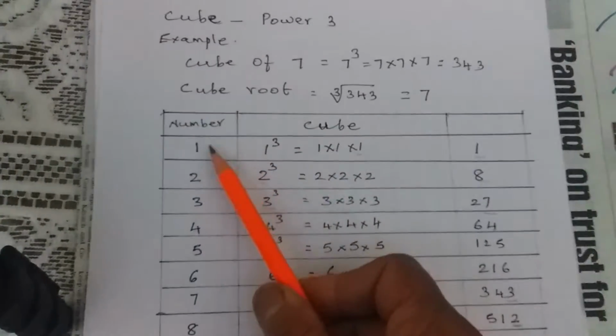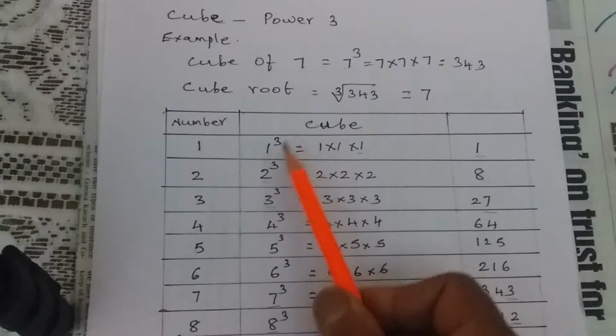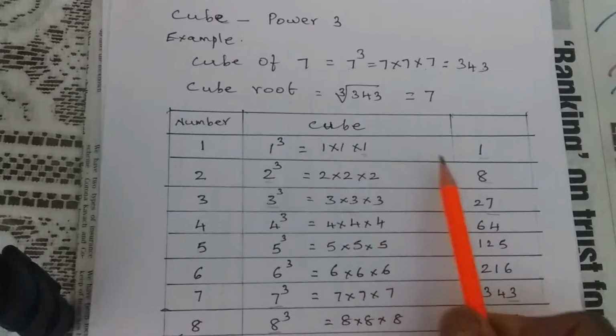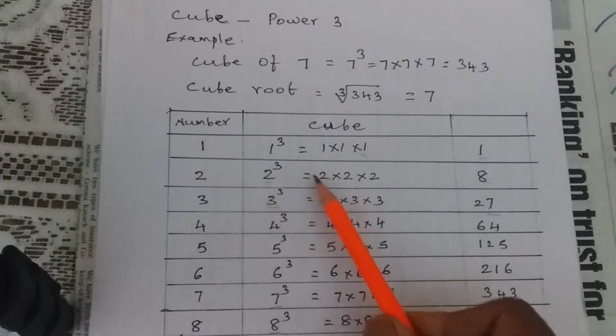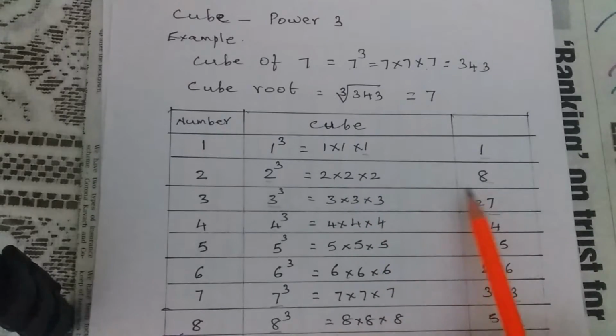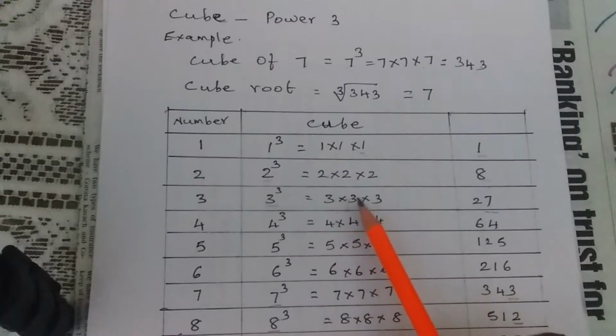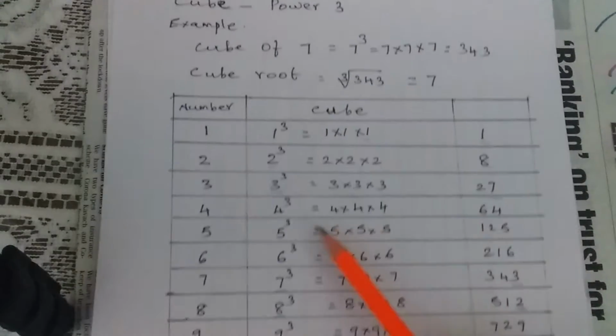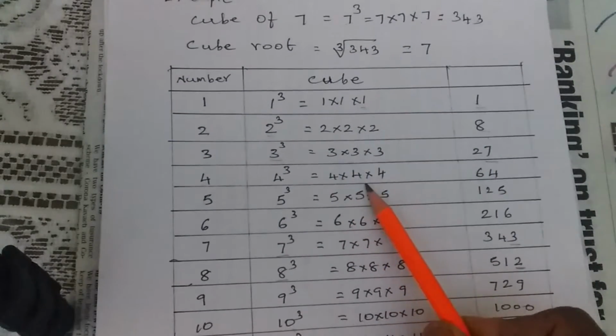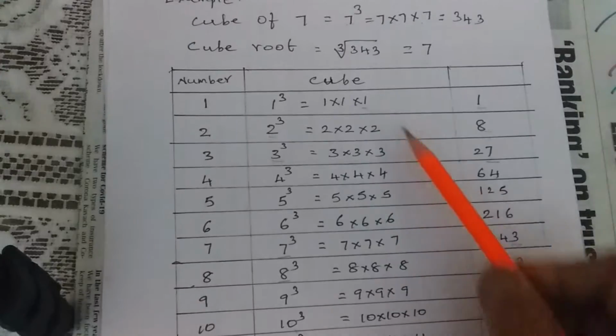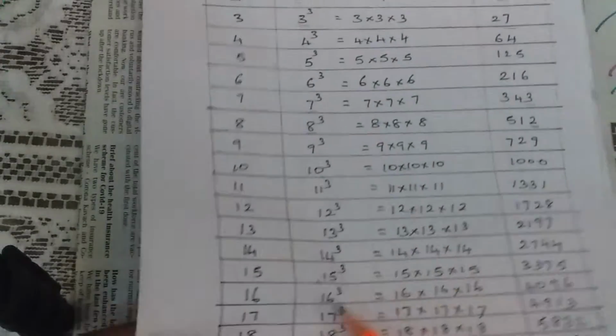What is it? Number is 1, cube means 1 cube. That is 1 multiplied 3 times, answer is 1. Same way 2 cube means 2 into 2 into 2. When you multiply, it is 8. 3 cube, 3 into 3 into 3. 3 3s are 9, 9 3s are 27. 4 cube means 4 4s are 16 and 16 into 4 is 64. So, like this we have the cube table up to 20.